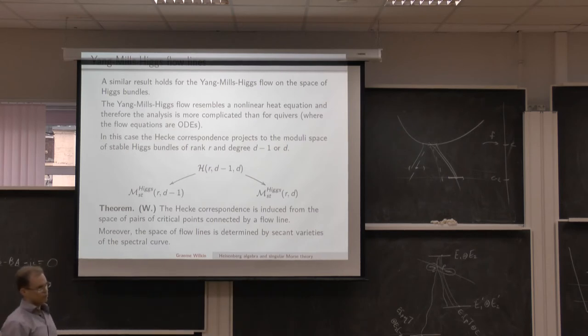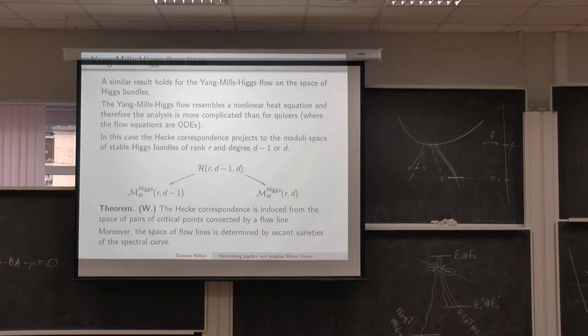And this suggests, this is in progress at the moment, a compactification of the space of flow lines, given by blowing up these secant varieties around the points where they degenerate. So where the plane is non-degenerate, you want to blow it up at the degenerate points, and that should give you the compactification of the space of the flow lines for these two critical sets.